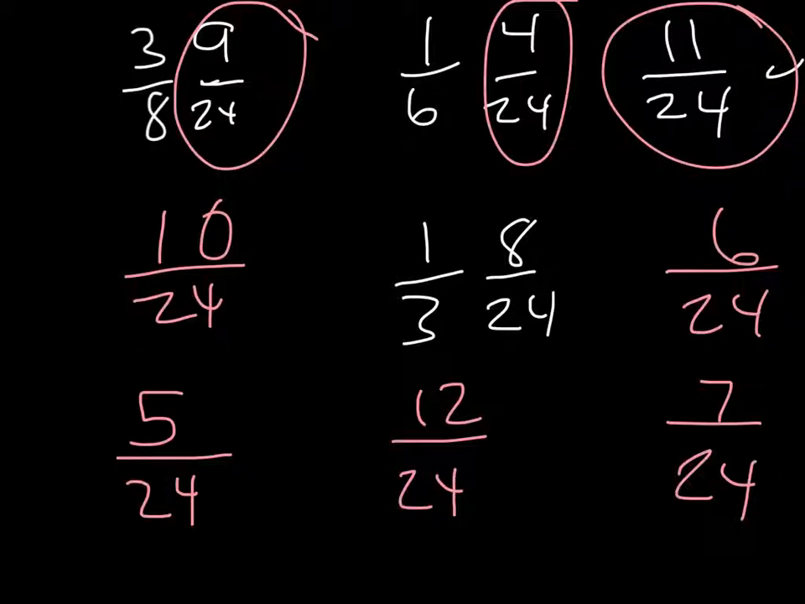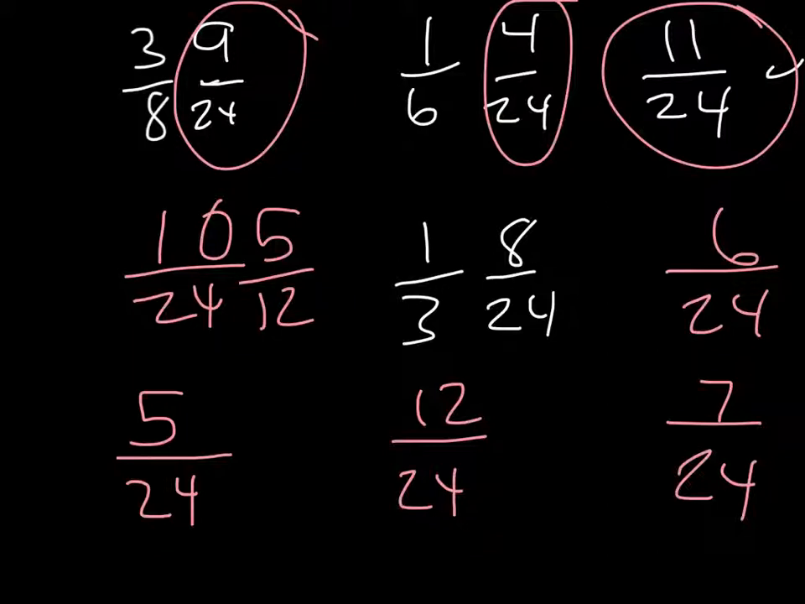So what's the simplest form of 4 over 24? It's 1 over 6. We already have that. 3 over 8 we already have. What about 10 over 24? Simplest form. What number will go into both 10 and 24? 2. That'll give me 5 over 12. That is simplest. I know 5 over 24 is simplest because 5 is prime and it doesn't go into 24.